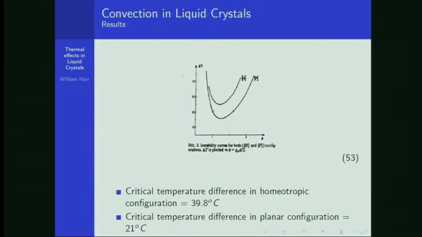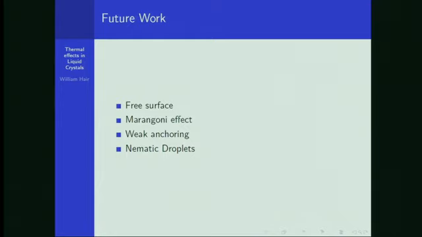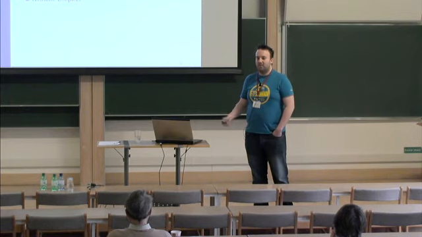That's basically all I've done so far, but what we're hoping to do is to look at similar problems but with an upper free surface, and then we'll have to include the Marangoni effect when we do that, because obviously both will happen simultaneously. We'd also like to look at weak anchoring instead of strong anchoring, as obviously that will make a very big difference. And really the long-term goal is to try and apply this to nematic droplets. That will be the actual new work that I will be doing, and that should hopefully happen in the near future. So that's all I've got to say. Thank you very much.